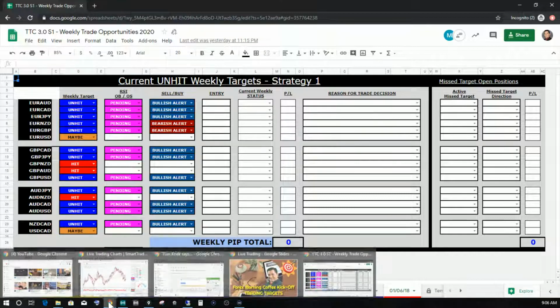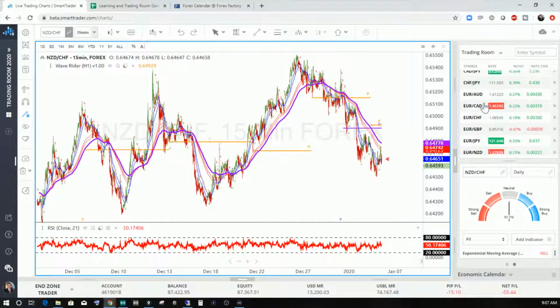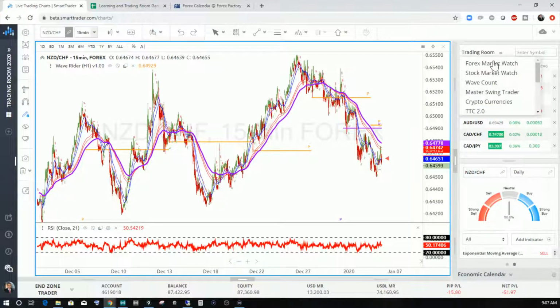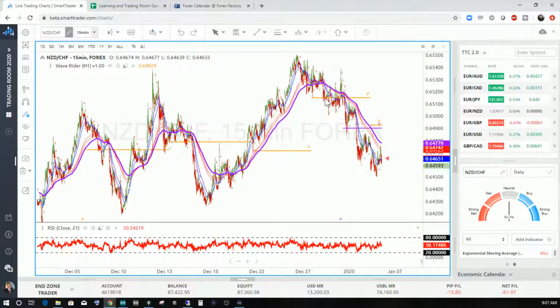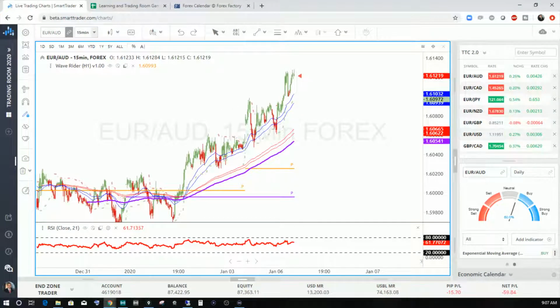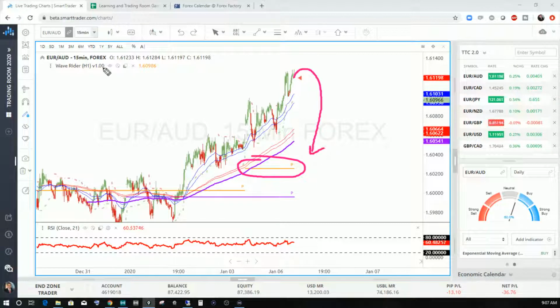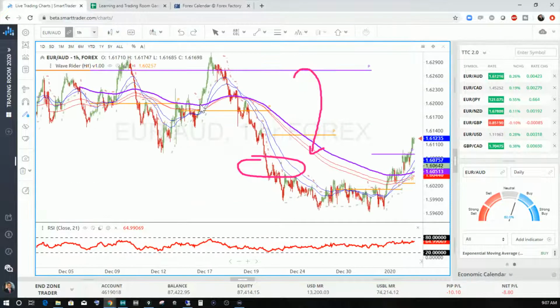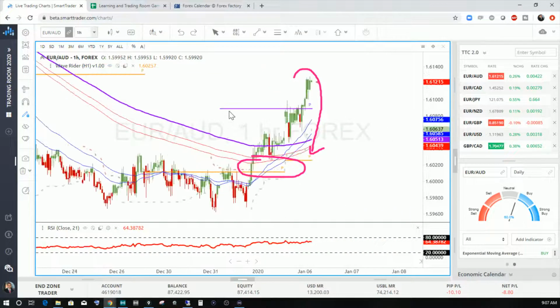If we go into that chart and take a look at Euro Aussie, you can see over here what I'm referring to as my missed target, or unhit target. I'm looking for price to move back down to that level. So I'm expecting Euro Aussie dollar to fall south towards that level. I'm going to change this time frame to the 1 hour, and there it is.